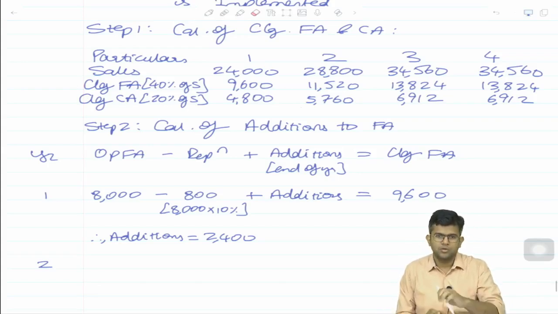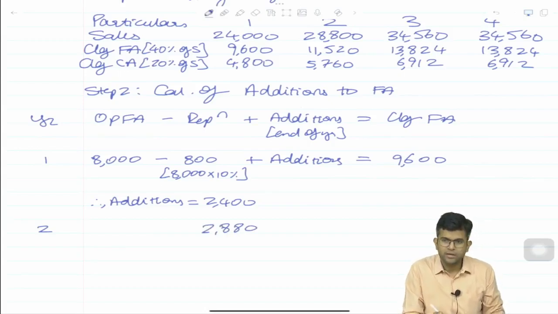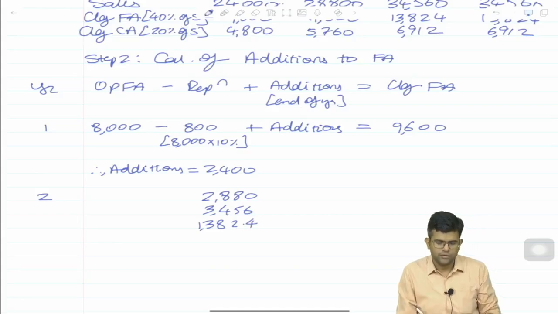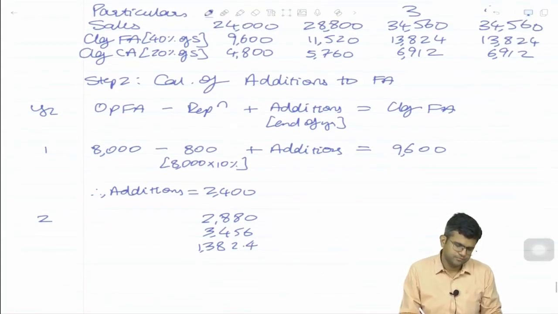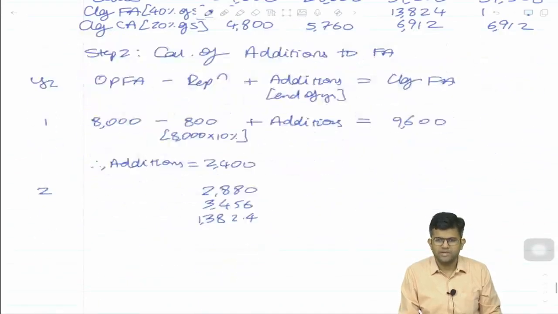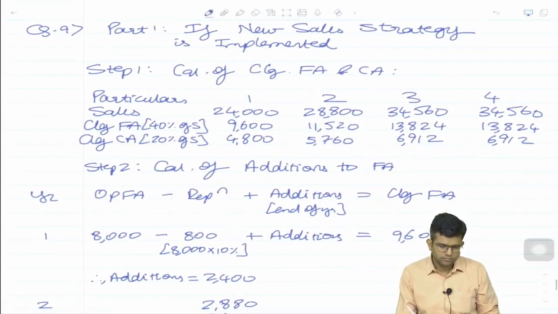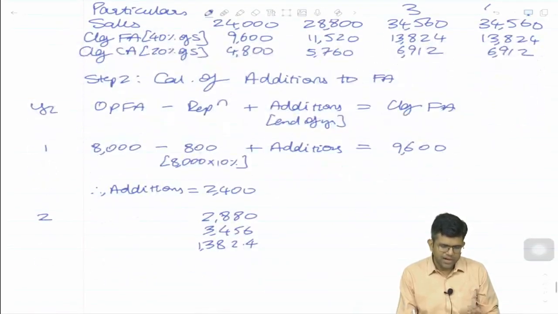All done. So 2400 for the first year, 2880 for the second, 3456 for the third, 1382.4 for the fourth. Is this right? 1382.4. Fourth year, basically this number is same as the depreciation only, no? Because the opening and closing must be same, something like that. Okay, all right. So we are done with this. New sales strategy implemented. We have completed step 1, closing FA. Step 2, additions to FA also done.